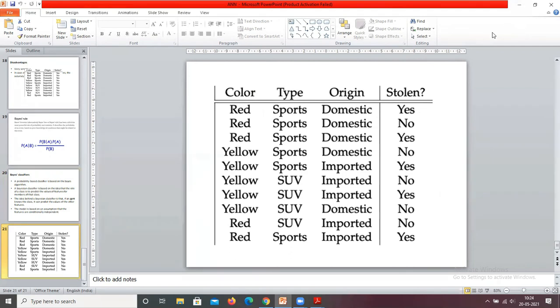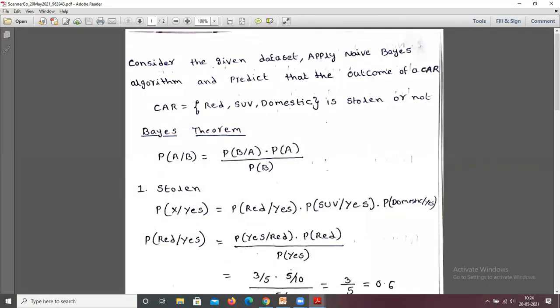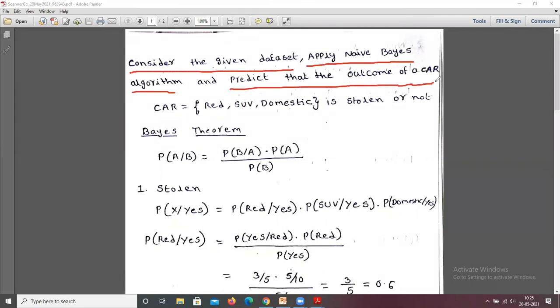Here, this is the data set. Consider the given data set, apply the Naive Bayes algorithm, and predict the outcome of a car. Car equals red, SUV, domestic. So this is the input. Now you are going to predict whether it is stolen or not.